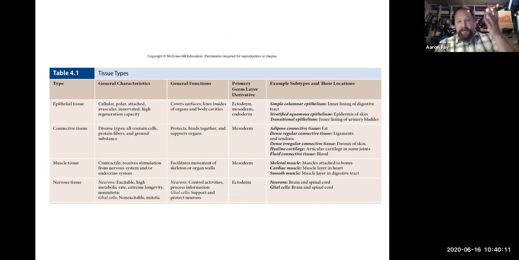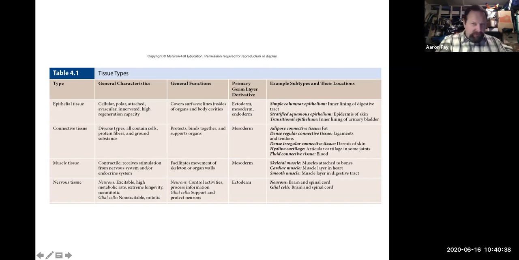Okay, so there's a little table here that gives you the basic rundown of all the tissue types. So when you are done with this chapter, this is an excellent resource to come back and study, because it gives you lots of specific information. So what are the basic tissue types? Yes, definitely need to know that. What are their general characteristics? Yes, you do need to know that. What are their general functions? Yeah, you need to know that.